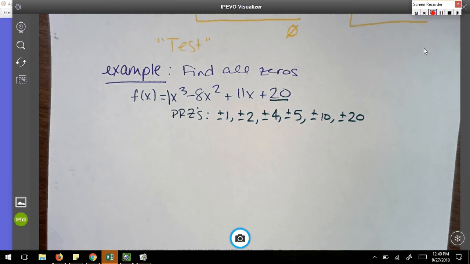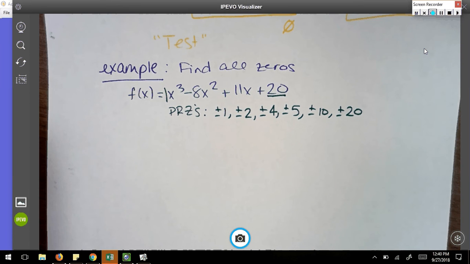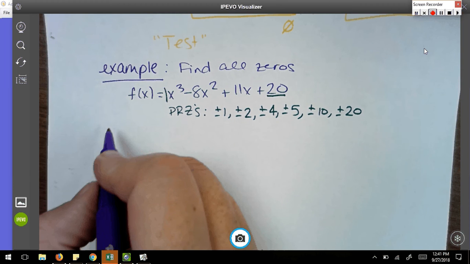So now my question becomes, of those PRZs, those are possibilities, which one is an actual zero? You have to figure that out. We're going to use the skills we know after that. I'll show you. Let's start with 1.